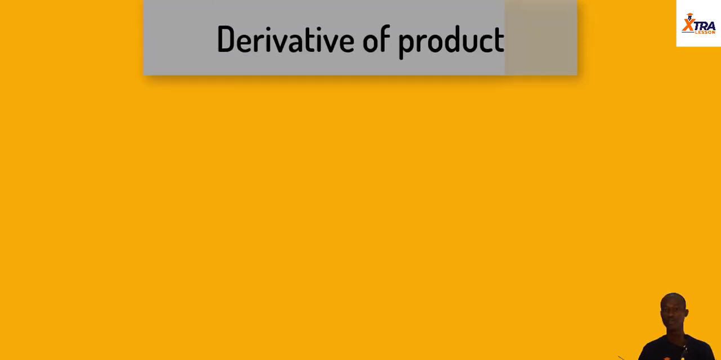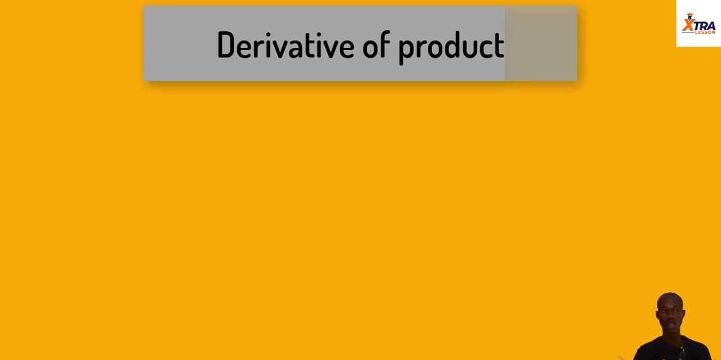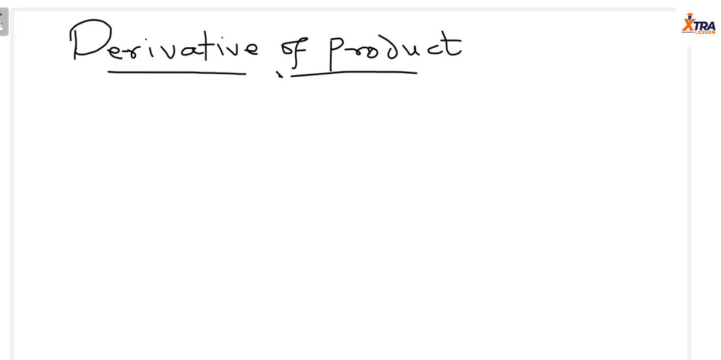So in this class now we'll be looking at derivative of products. So now let's see how to explain that better. Now, given y equals u times v, which is uv.